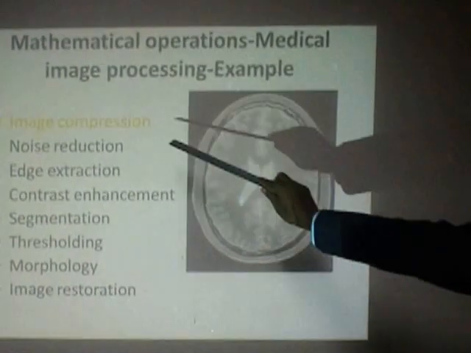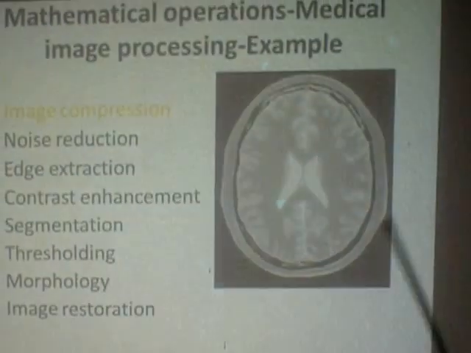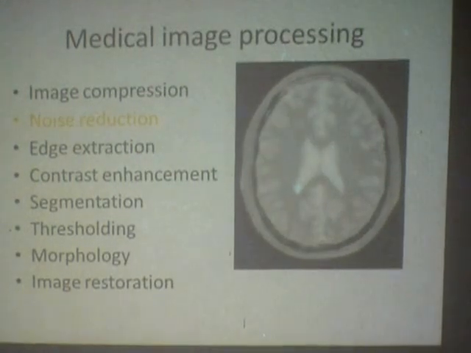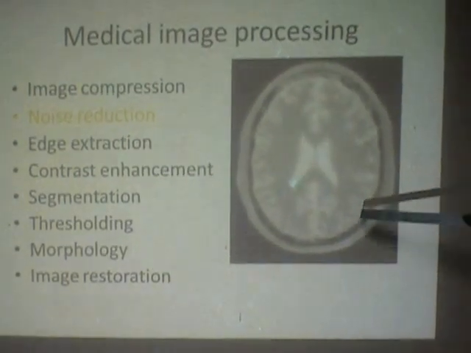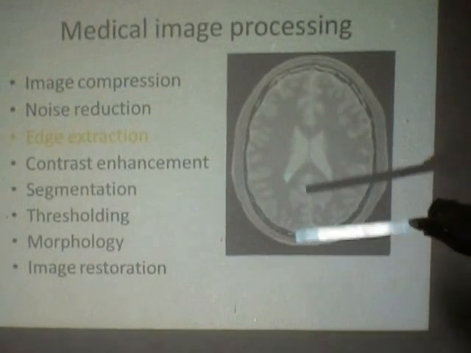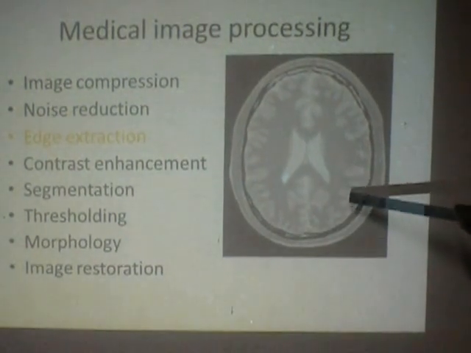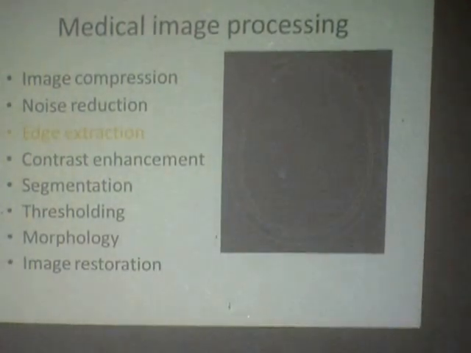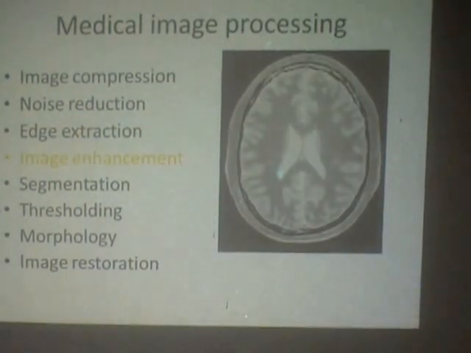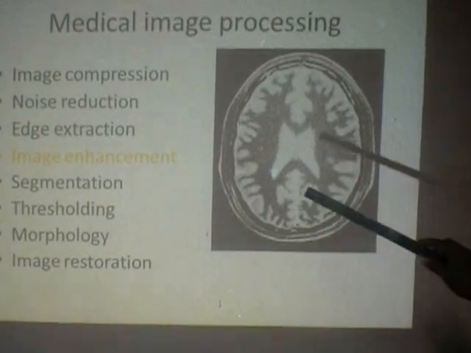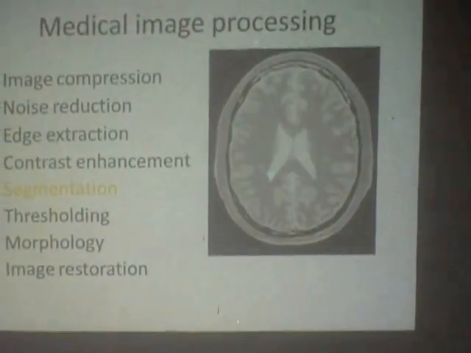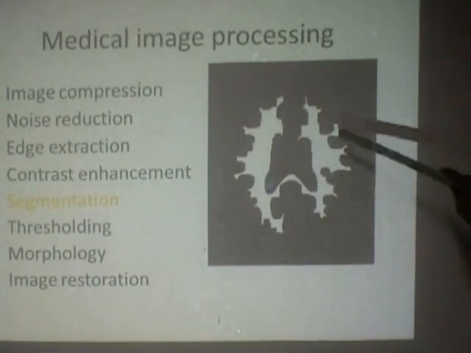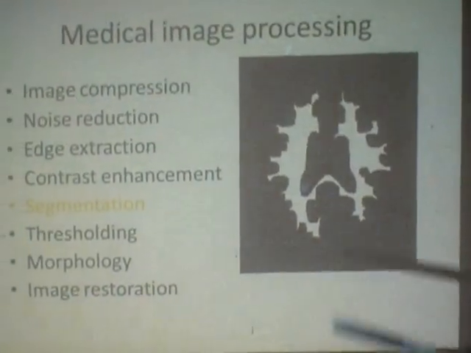First, this is a picture for image compression. It will reduce the size of the image. The second one is the image with noise reduction. The third one is the image with edge extraction. The next one is the image enhancement. It will enhance the image. The next one is the segmentation image. It will partition the image.